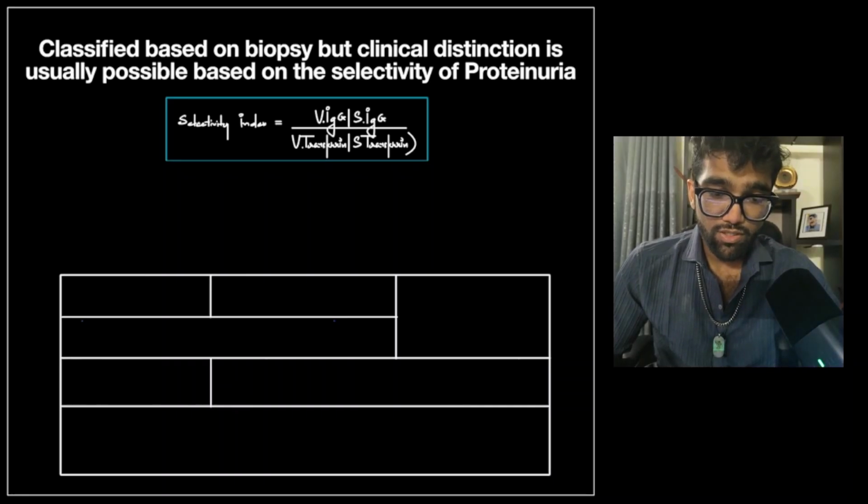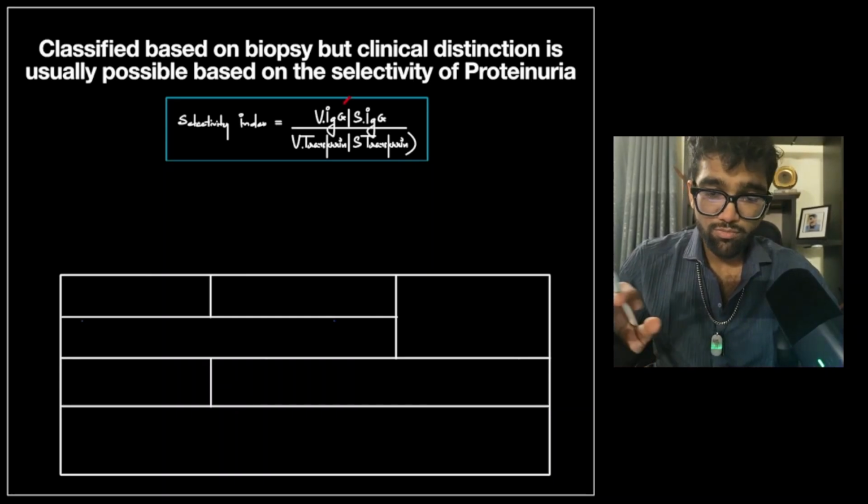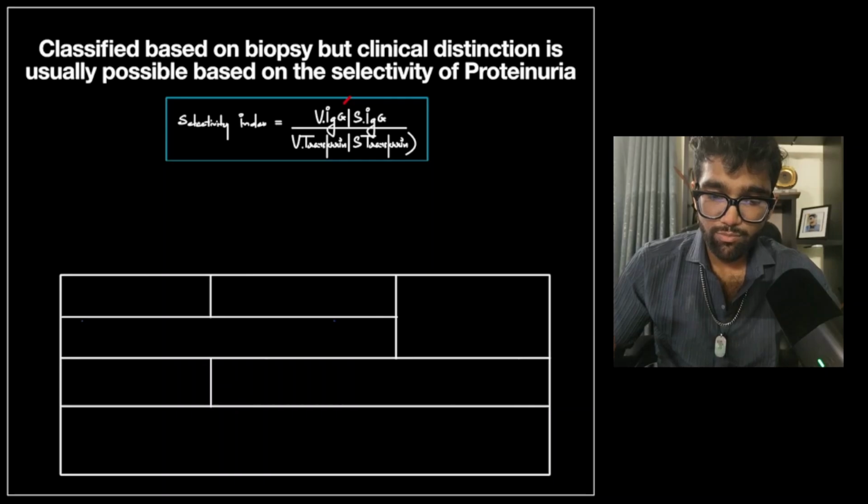So we use something known as the selectivity index. That is basically a ratio of urinary immunoglobulin G to serum immunoglobulin G. So how much of your gamma globulin, immunoglobulin G, is being lost in comparison to transferrin. Transferrin, being a relatively smaller protein, is lost more easily. So we check the ratio between these two.